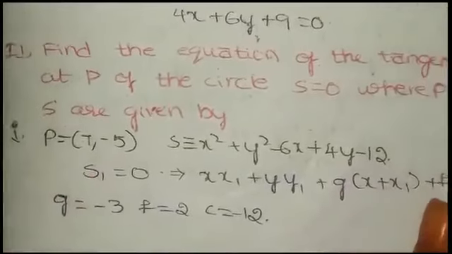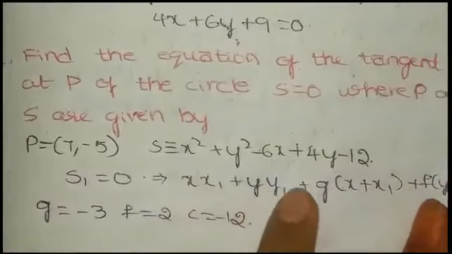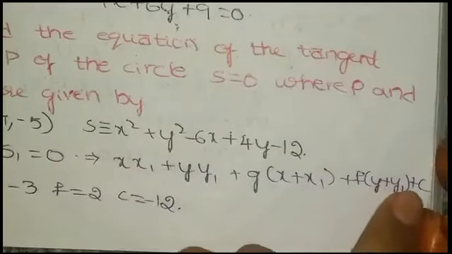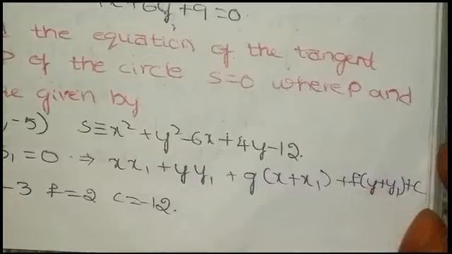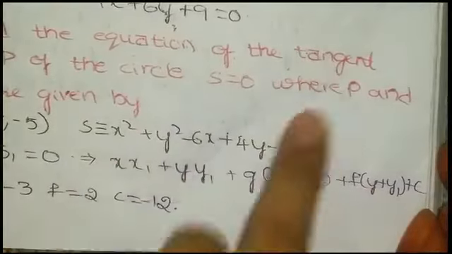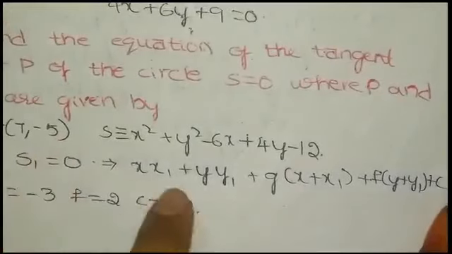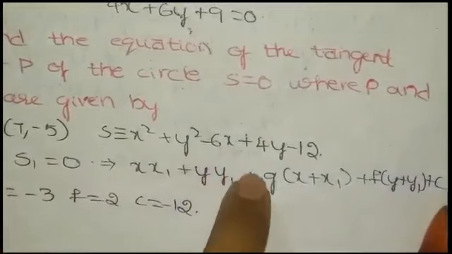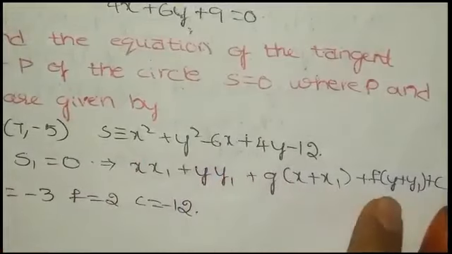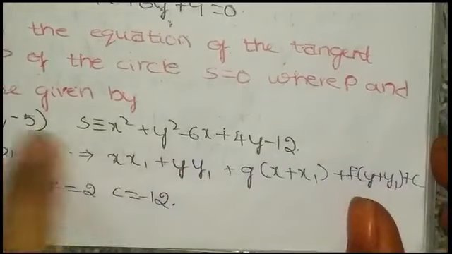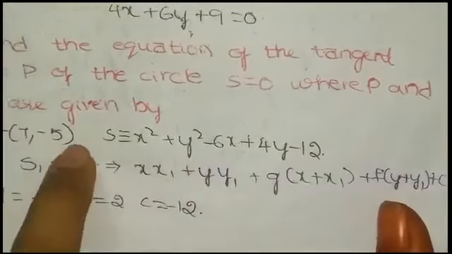The notation we have to know is x x1 plus y y1 plus g into (x plus x1) plus f into (y plus y1) plus c equal to 0. This is the notation we use to find the equation of the tangent, that is S1 equal to 0. In place of x1 and y1, we have to substitute 7 comma minus 5.